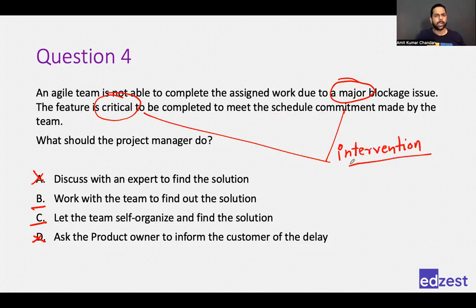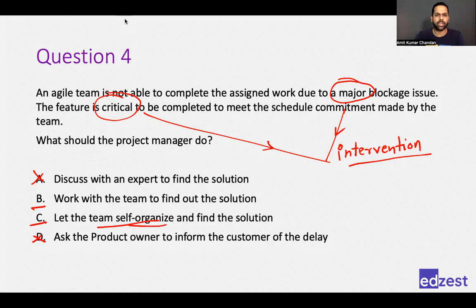Had it been an issue that wasn't critical to be completed, something of that sort, I would go with, say, okay, let the team self-organize. Let the team have some time and self-organize, because I think it's a time-bound thing. It looks like it will have an impact on the delivery, so I will go with B. Okay, this is a good thought process.